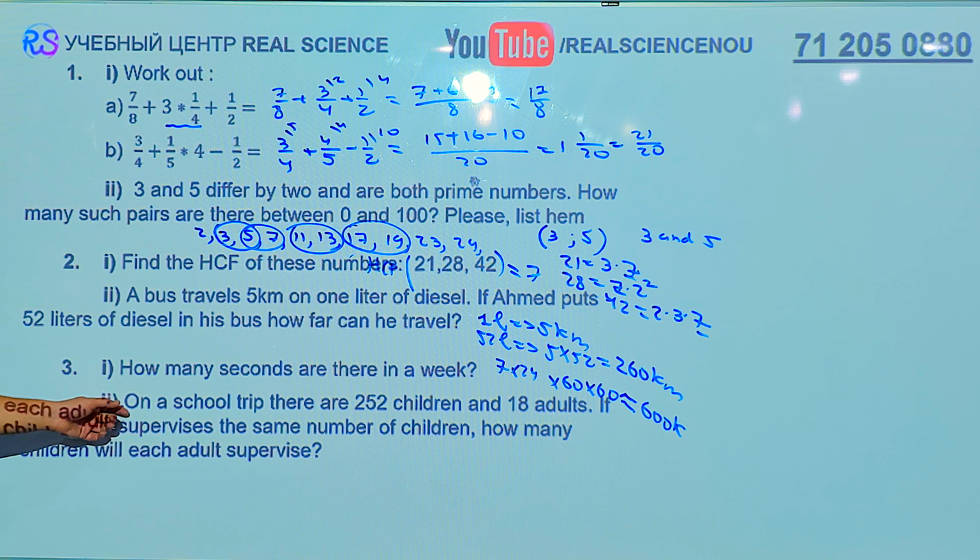So, second, on a school trip, there are 252 children and 18 adults. If each adult supervises the same number of children, how many children will each adult supervise? So what to do? 14. You just divide, right? 252 divided by 18, and you get 14. That's it, okay? Any questions from the first 3 questions? No. Next, which distance is greater?